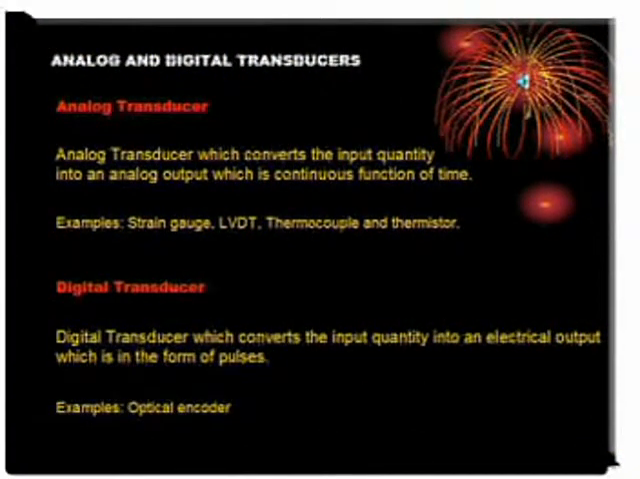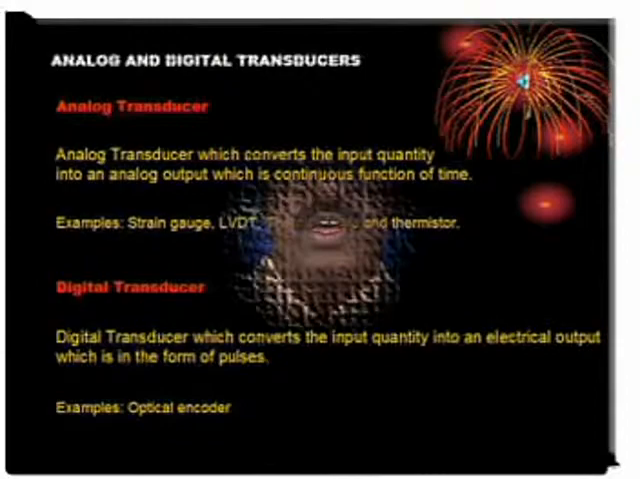Analog transducer examples are thermistor, LVDT, strain gauge, etc. Digital transducers are used to convert input quantity into electrical output only in the form of pulses. Examples are optical encoder. And finally, transducer and inverse transducer.